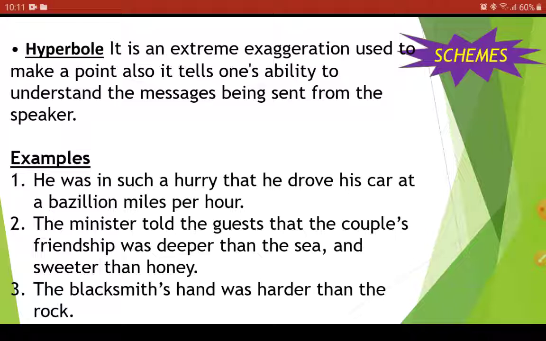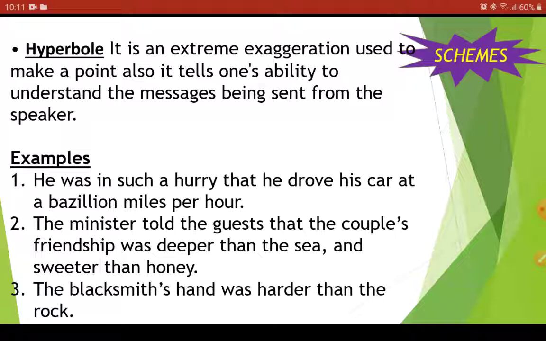Sorry for the disturbance, friends. Hyperbole is an extreme exaggeration used to make a point. Okay, so when a statement is used in such a way that something extraordinary, something which is not possible in a normal way, is used in it, then we take it into this category, hyperbole.